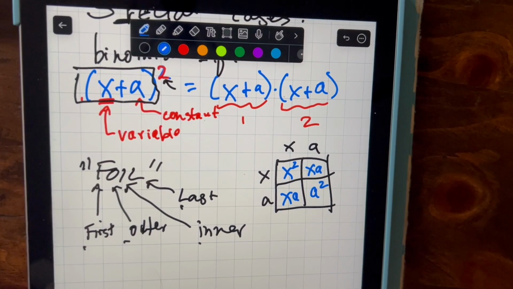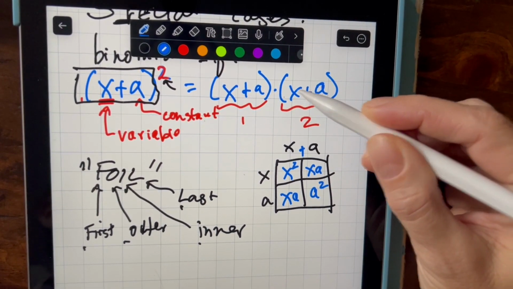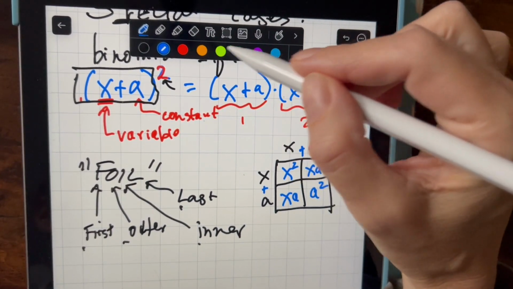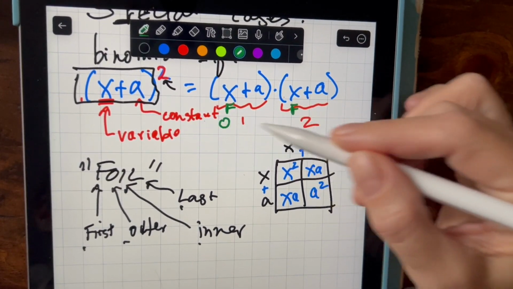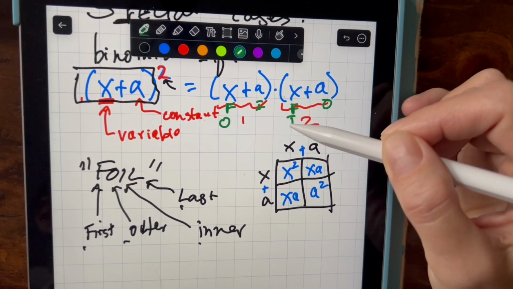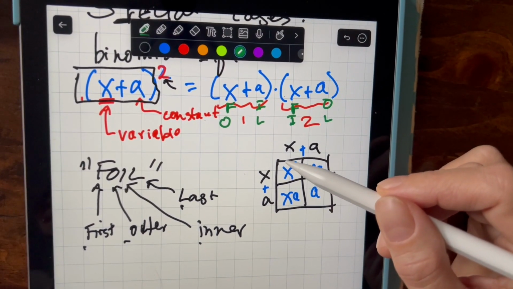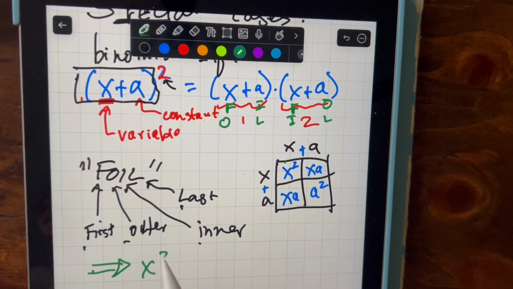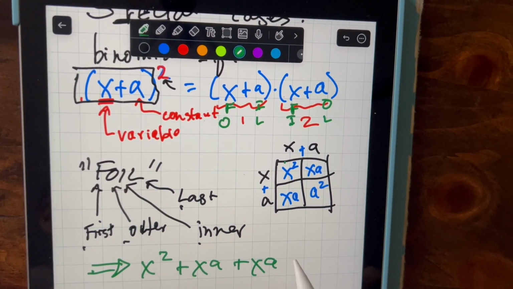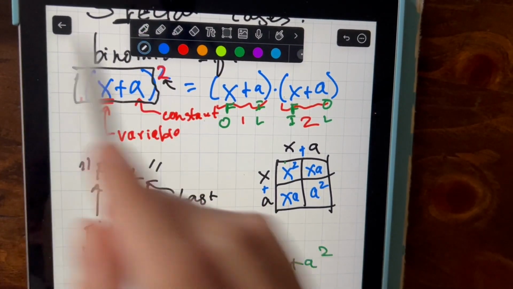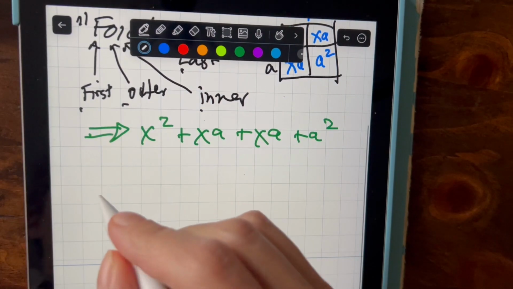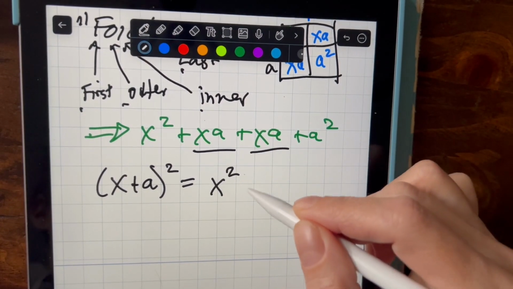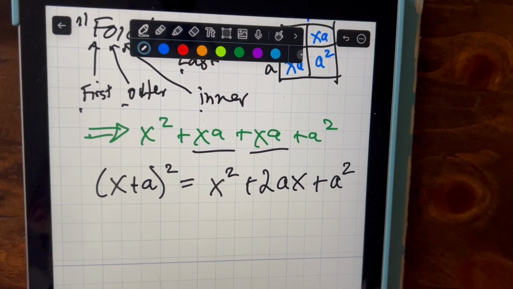You're welcome. This also will help you in biology class. Because these are plus, these are all positive. So the same thing happens here: first, outer, inner, last. When you add them all together, you get x squared plus xa plus xa plus a squared, which gives us our special case that we can just jump to. X plus a quantity squared is equal to, see, we have 2 of these, x squared plus 2ax plus a squared.